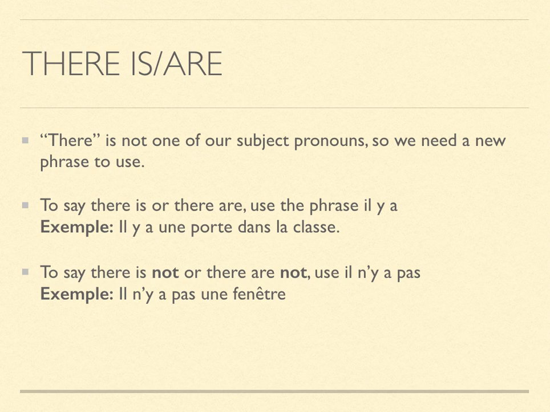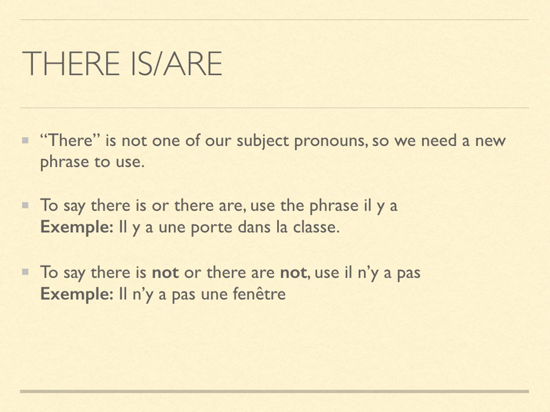So to say that there is or there are, we're going to say il y a. Il y a. We're going to throw a y in the middle there in order to change the entire phrase from he has to there is or there are. So for example, if I want to say there is a door in the class, I would say il y a une porte dans la classe.